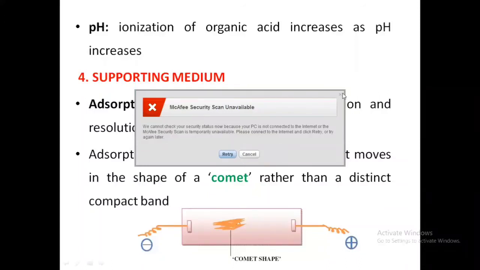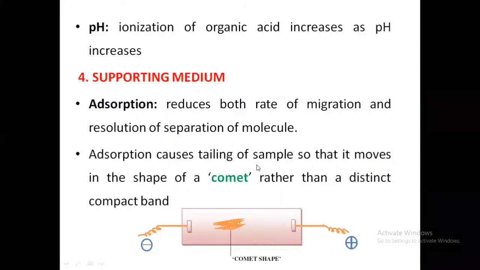Normally we have to get a zone shape band. But whenever the absorption of your sample by your paper or gel is happening, I mean, whatever sample you are placing on paper or gel, if it is absorbed by your paper or gel or absorbing media, automatically you won't get a zone. So normally in case of electrophoresis, you will get different color zones, exactly the zone shape. But if absorption is happening as a drawback, instead of getting a zone, you will get a comet shape.